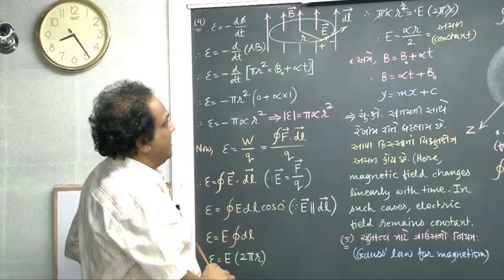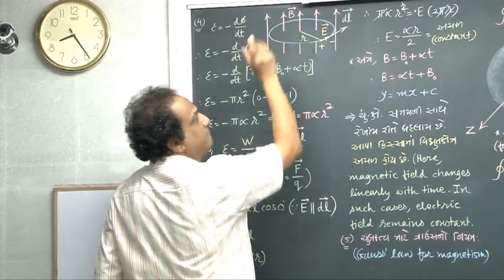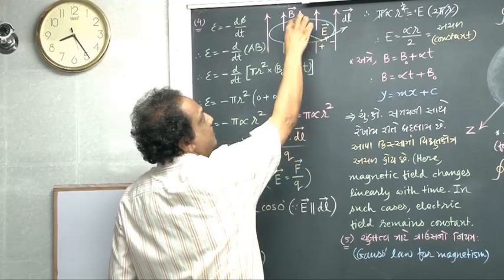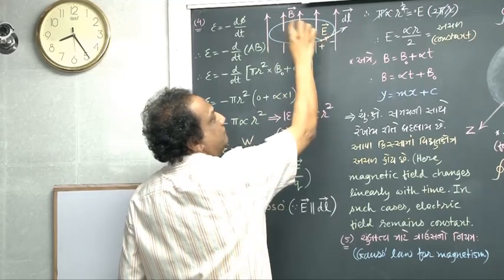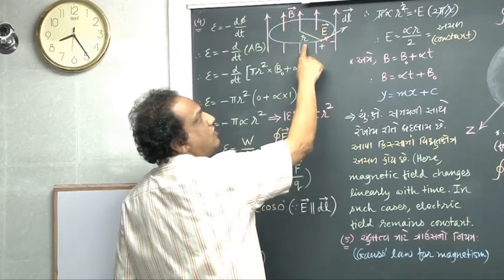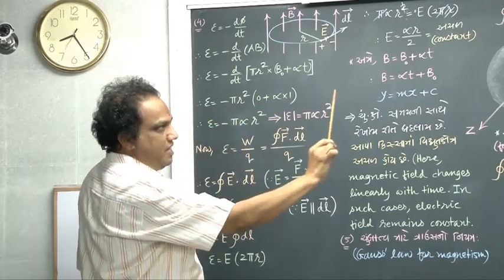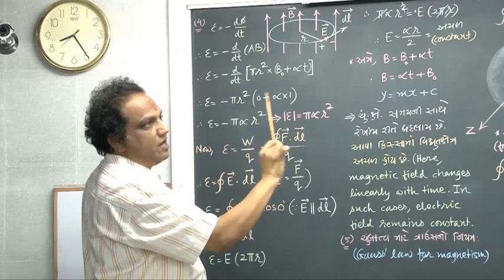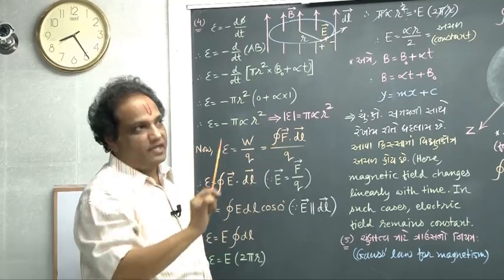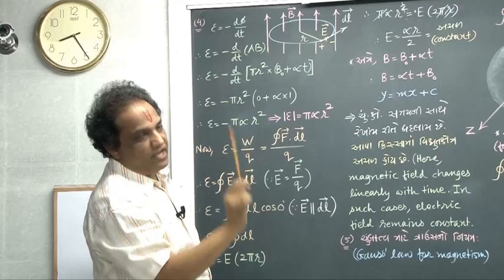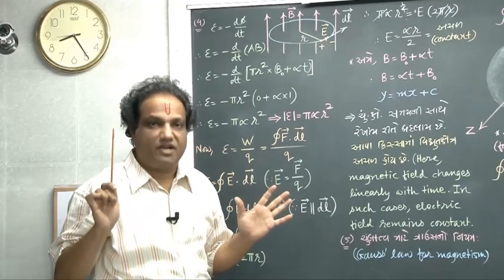Fine. Now, in that time varying magnetic field, we have one circular loop with radius small r. Now we are asked to find out the electric field on the rim of that ring. That is, on the circumference of that ring, we have to find out the electric field.